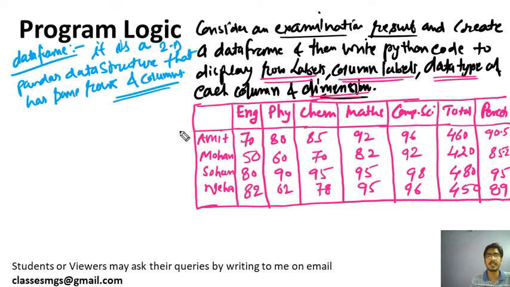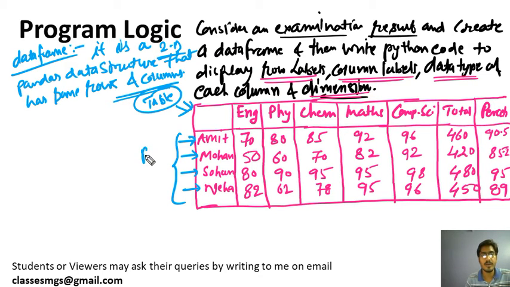What is the data frame? Let's suppose this is a data frame. The table is very similar to the data frame, because a table is also a two-dimensional structure, and a data frame is also a two-dimensional structure. So what are the rows here? Row 1 is this, row 2 is this, row 3 is this, row 4 is this. These are known as rows of a data frame, and these are known as columns.